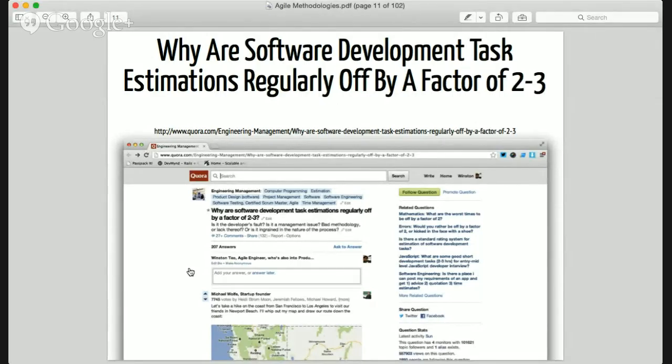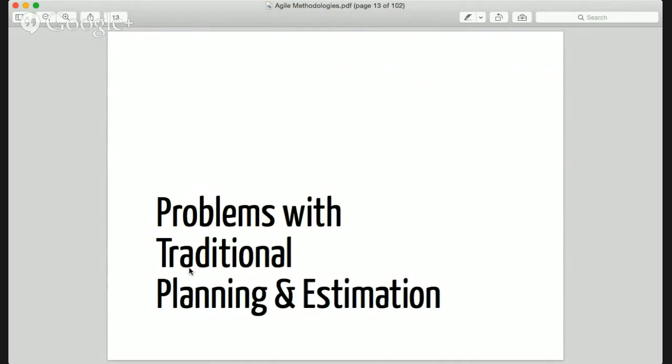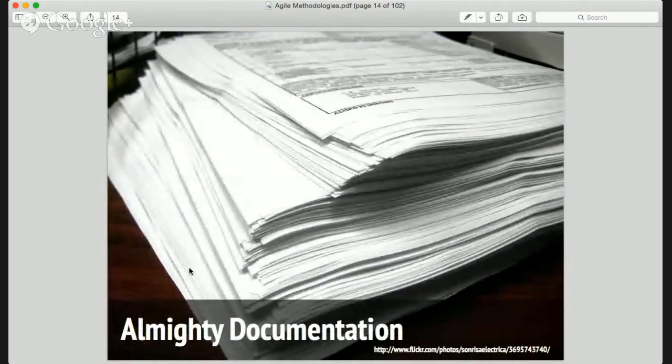So that's why software development is often off by a lot, and that's because people have traditionally followed a waterfall model for software development. What does waterfall mean? It doesn't mean this, okay? It means that the documentation is one of the critical things that make things work in the traditional model, okay?